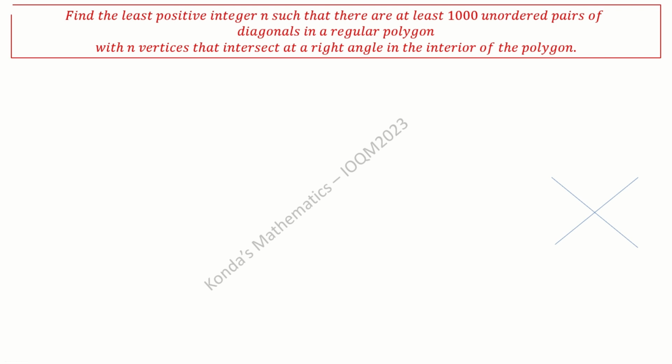Find the least positive integer n such that there are at least 1000 unordered pairs of diagonals in a regular polygon with n vertices that intersect at a right angle in the interior of the polygon. Okay. Let's first understand the problem. If you consider a polygon where there are two diagonals, the diagonals should meet at 90 degrees. Then he is telling us to count such polygons.